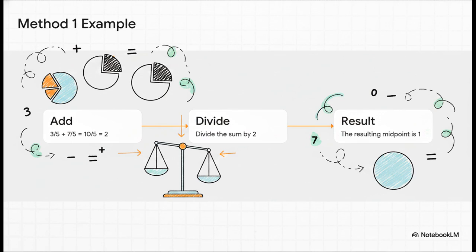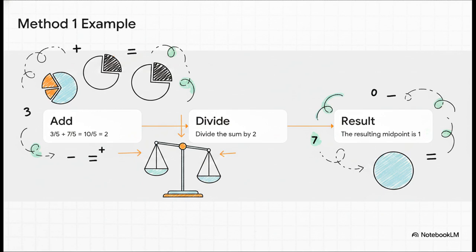Let's test drive that average method first. Say you're asked to find a rational number between 3/5 and 7/5. We start by just adding them together. Since the denominators are the same, that gives us 10/5, which simplifies down to 2. Next, we just divide that by 2 to find our average, leaving us with a nice, clean midpoint of 1. Making sense so far?